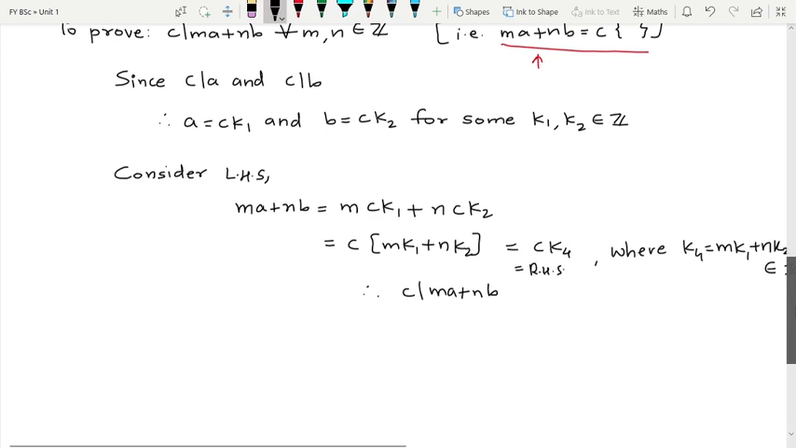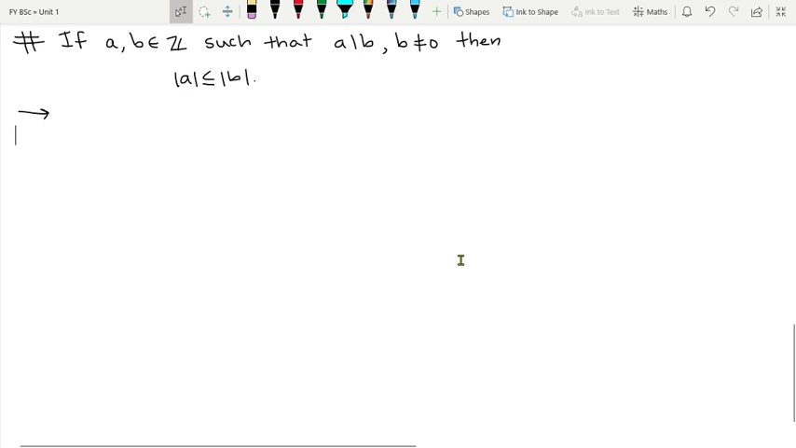Now we will go for the next property. Now we are going to prove an interesting result. If A, B belong to Z such that A is dividing B and B is non-zero, then we are going to prove that mod A is less than or equal to mod B.